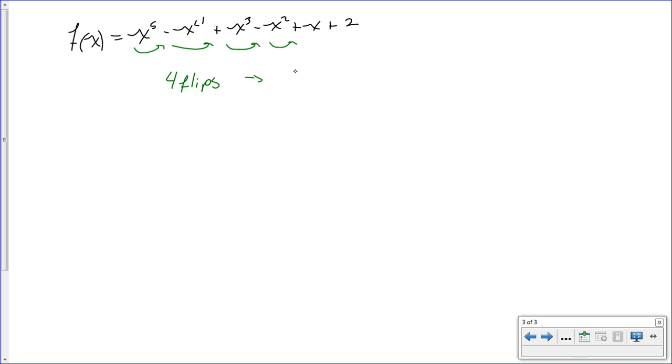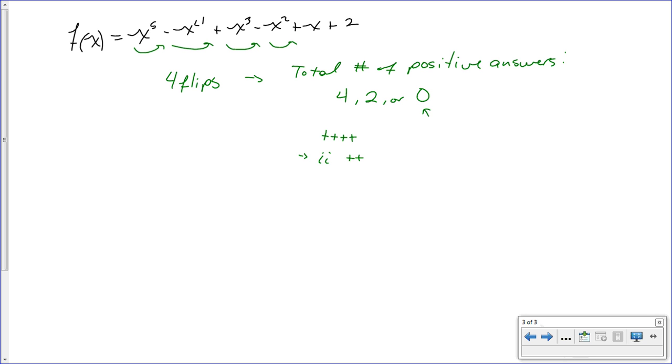So that means our total number of positive answers is either 4, 2, or 0. Meaning all 4 of them could be positive. Or 2 of them could be imaginary, 2 of them could be positive to give us our total of 4. Because remember, the imaginaries always occur in pairs.